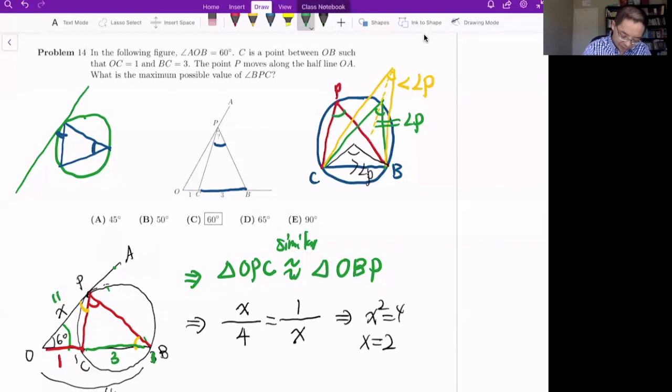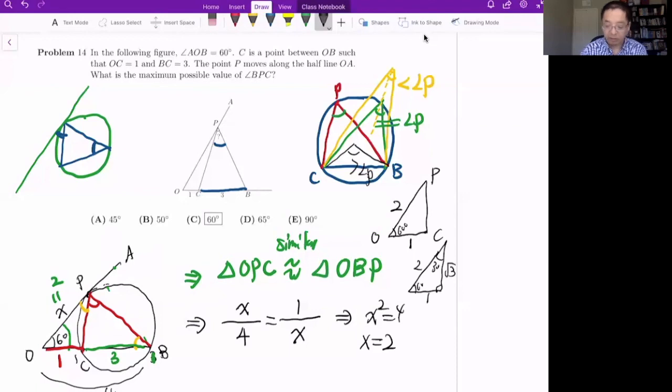So X is 2. Now, if X is 2, let's look at the triangle. Let me single out this triangle. This is OPC. This guy is 60 degrees, this is 1, and this is 2. When you look at this situation, we quickly realize this is a special triangle. Let's recall, if I have a special right triangle, this is 60, this is 30, then this will be 1, this will be 2, this is the square root of 3. That's the situation we have.